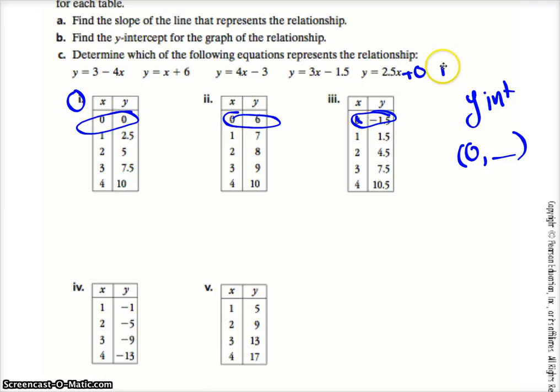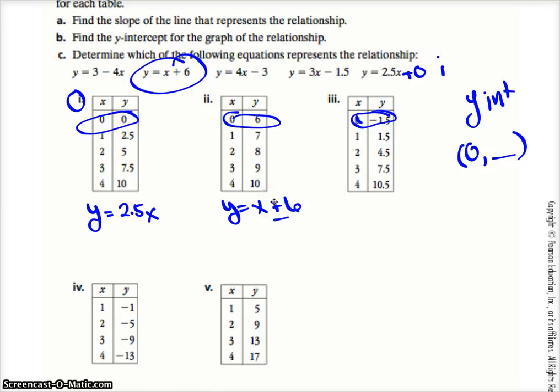These two go together. This is I. Or maybe I should just write it here. Y equals 2.5x, because this one has a y-intercept of 0. This one has a y-intercept of 6. Well, only one number has a 6. Y equals x plus 6. This is -1.5. Only one of them has a -1.5. Y equals 3x minus 1.5. That's my y-intercept. Now I just need to determine between these two, and I can find my slope.